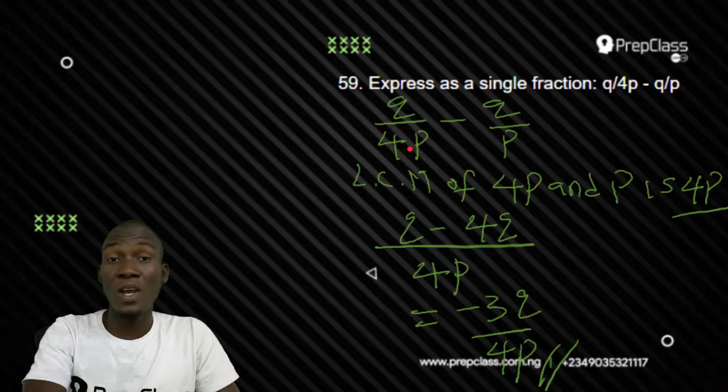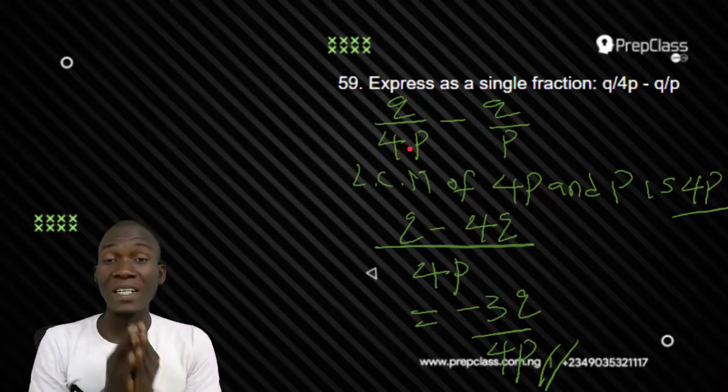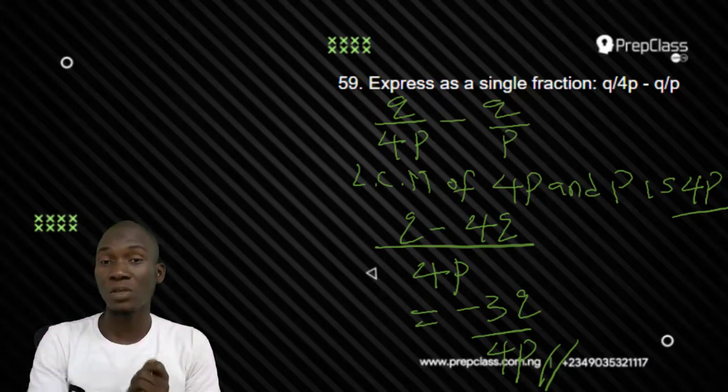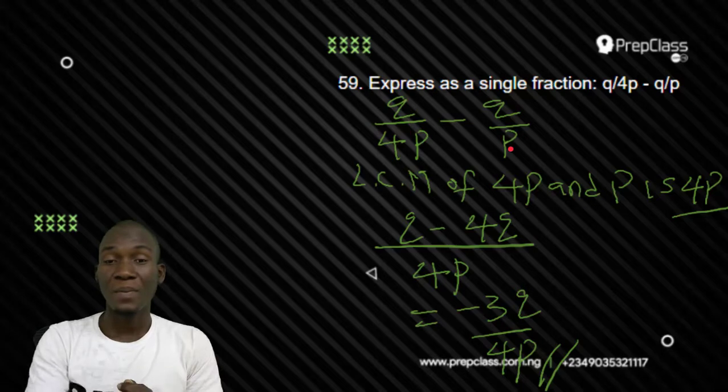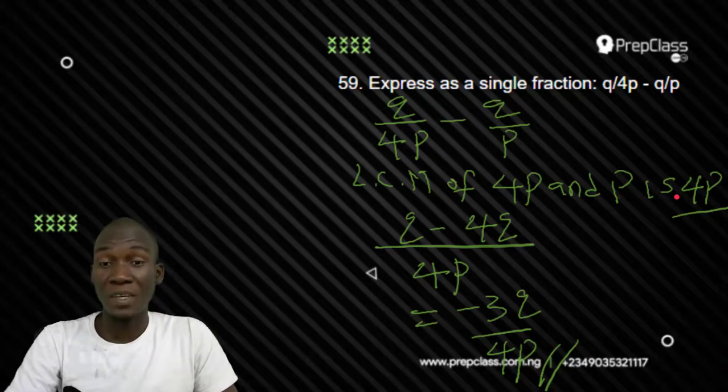Now the first thing to do here is to find the LCM of the denominators. To find the LCM of the denominators, we need to identify the denominators. What are the denominators? 4p and p. Now because we have 4p and p, the LCM of 4p and p is 4p. Since p and p are the same, we pick one. Then the number 4, we have 4p. So the LCM is 4p.